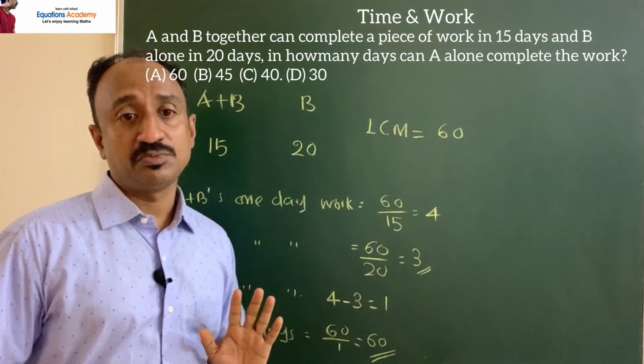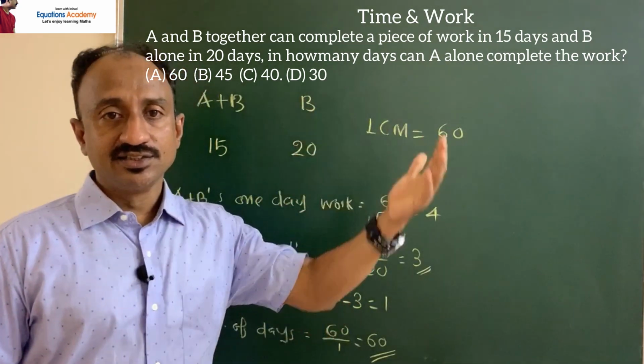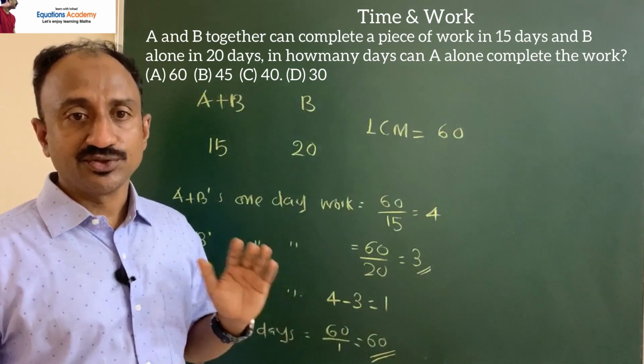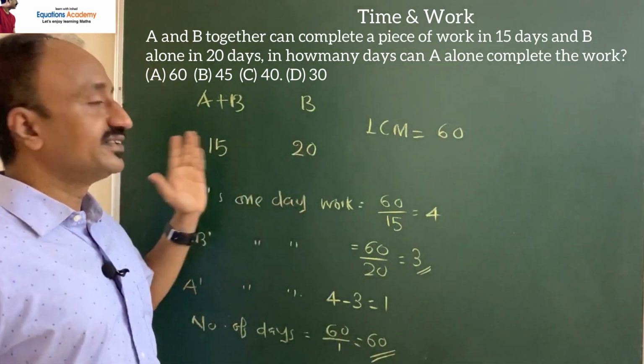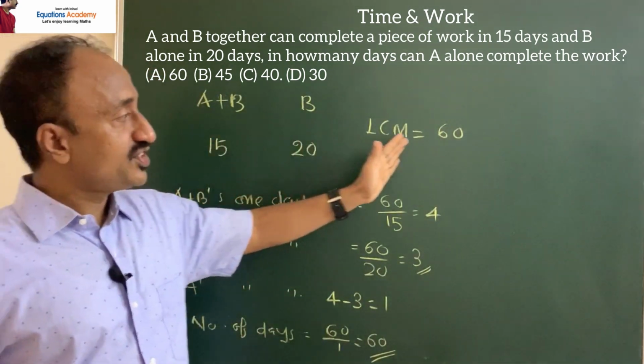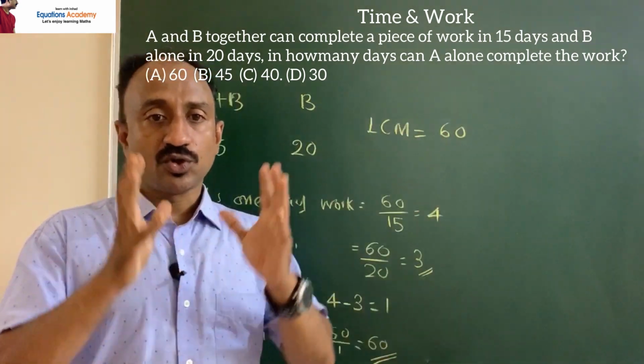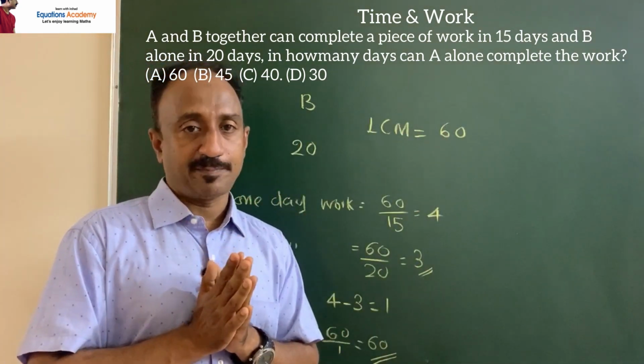40 also is not divisible by 15. Take triple of 20, 20 into 3, 60. 60 is divisible by 15. So our LCM is 60. So we will assume the total work is 60.